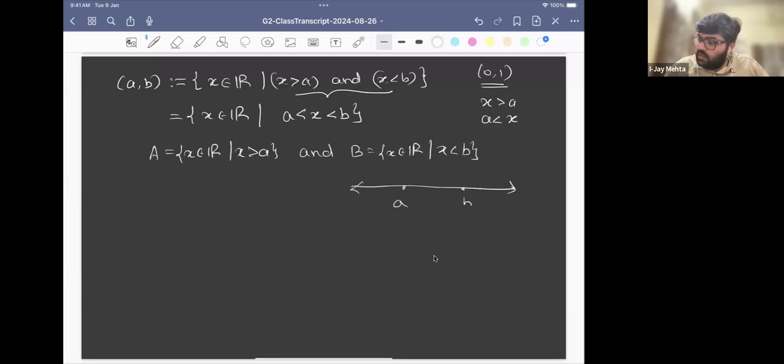So if A is less than B, what is this set? X is greater than A, so this way, all those real numbers greater than A. And then X is less than B is this set. It's from this side, all those real numbers less than B. What is the intersection? Right? What is the intersection? This part.